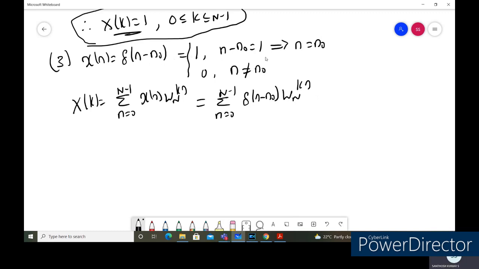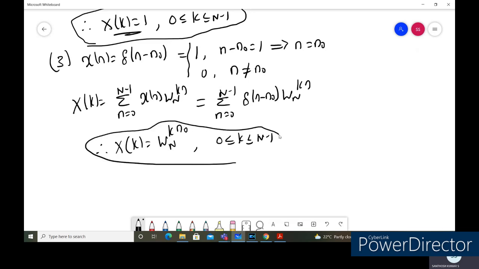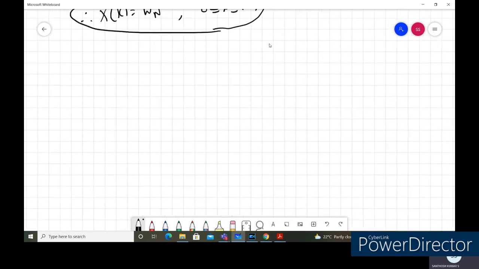We have seen that delta of n minus n naught is equal to 1 when n is equal to n naught. So if I substitute n is equal to n naught wherever n is there, and for n not equal to n naught, this entire summation is equal to 0. Therefore we can say that the value of X of k is equal to omega N to the power of k into n naught. Here k can take the value from 0 to N minus 1. So this is the DFT of the sequence x of n equal to delta of n minus n naught. Similarly, we can find out the DFT of a generalized function.